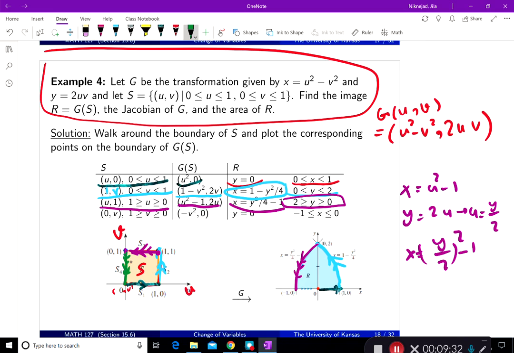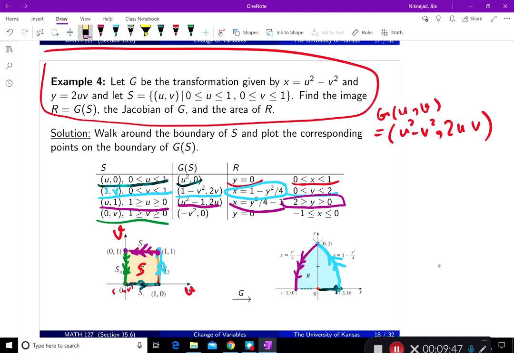And so the last piece, the green one, I can see that u is equal to 0 here, and v runs starting at 1 and runs back to 0. So again, the similar song and dance, I have to plug in 0 and v into g over here. And I get minus v squared and 0.